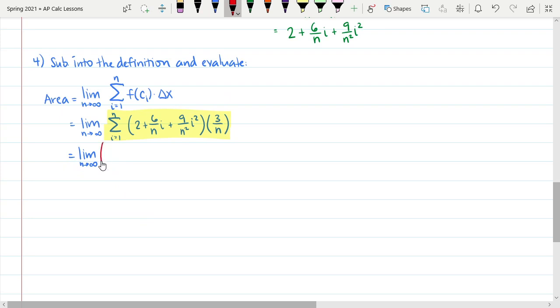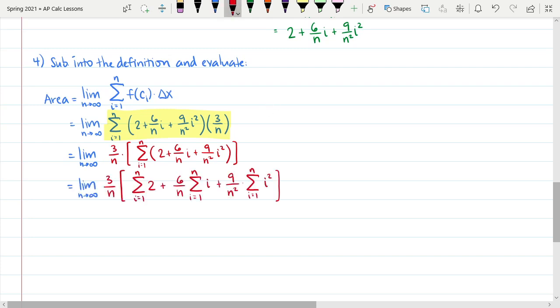But for the rest of it, I'm going to move that 3 over n out in front, times the summation of 2 plus 6 over n i plus 9 over n squared i squared. And then now I'm going to go ahead and apply our summation rules, where I'm going to separate this into 3 individual summations and move the constants out in front of each of them. And when I do that, I end up with this expression right here.